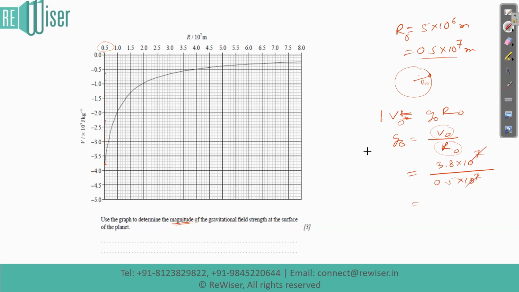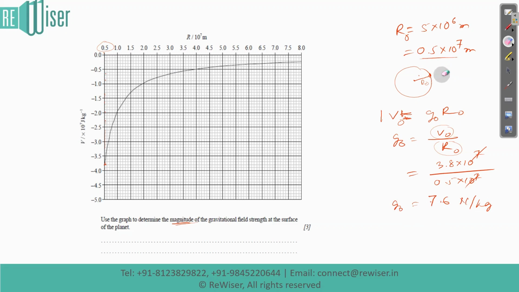Now solve this. 3.8 by 0.5 is going to give me 7.6. It will be Newton per kg, since they're asking for gravitational field strength. G0 is this.